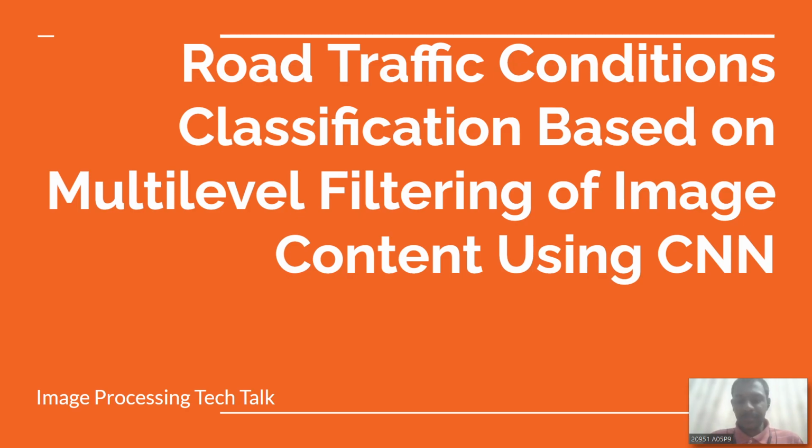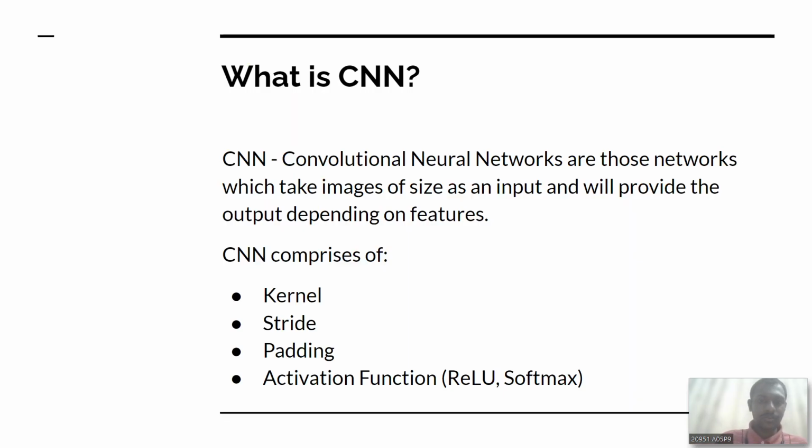For the image processing subject TikTok, I have selected road traffic conditions classification based on multi-level filtering of image content using convolutional neural networks. So let's get started. So what basically is a convolutional neural network? In short, they're called CNNs.